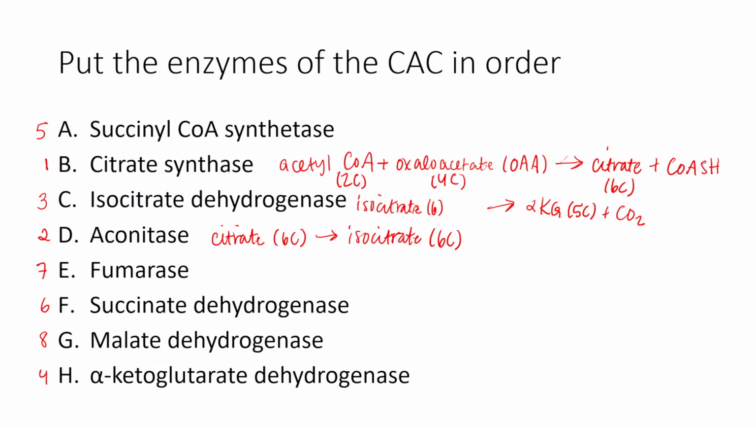What else is happening if we're oxidizing one of our carbons? We had to reduce our electron carrier. So we have now our NAD+, and it's reducing to NADH. So what kind of enzyme is this? It's an oxidoreductase. We're having the reduction of an electron carrier while we oxidize our carbon.